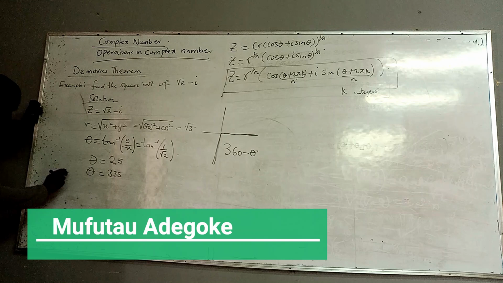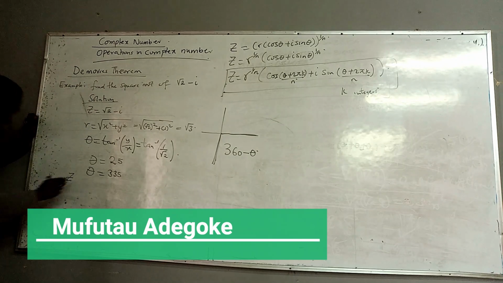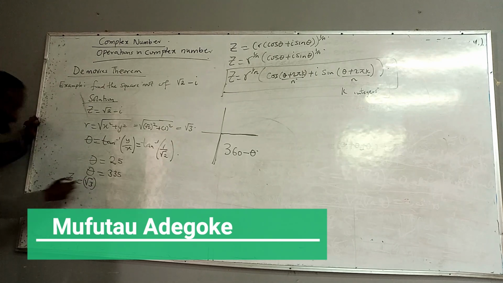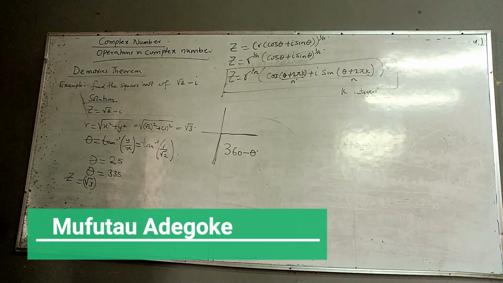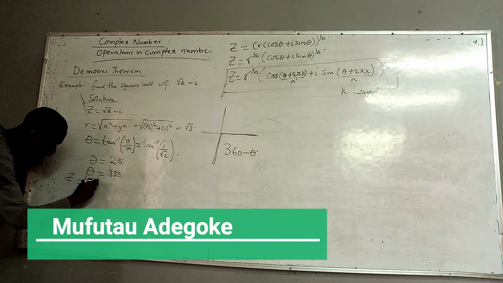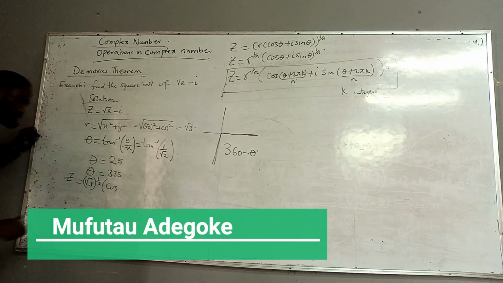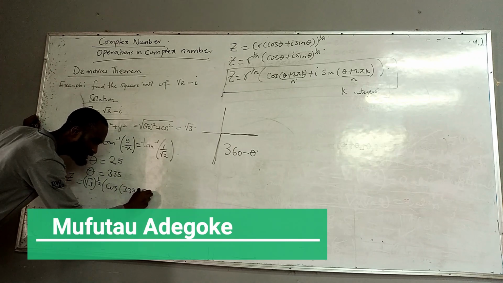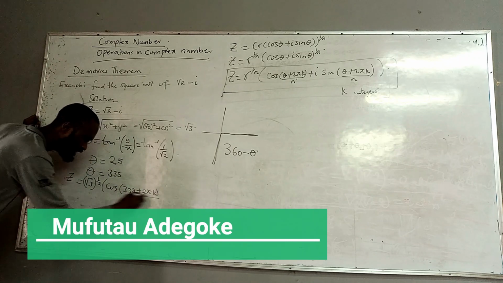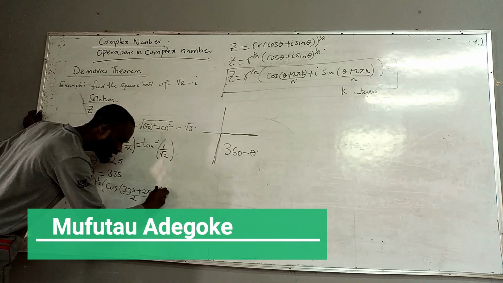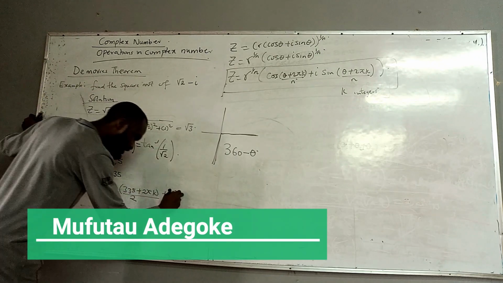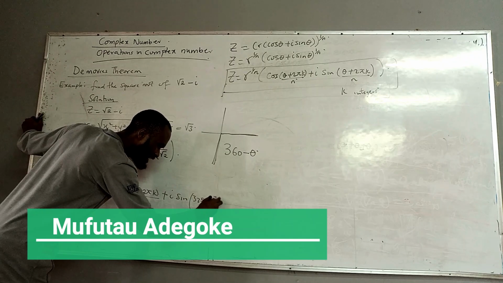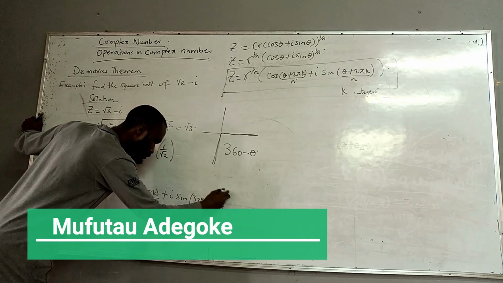If theta is 335, then I can substitute everything I need. My z will just be root 3 raised to the power, since I need the square root, my n is 1 over 2, so it's raised to the power 1 over 2, times cos of (335 plus 2 pi k) divided by 2, plus i sine of (335 plus 2 pi k) divided by 2.